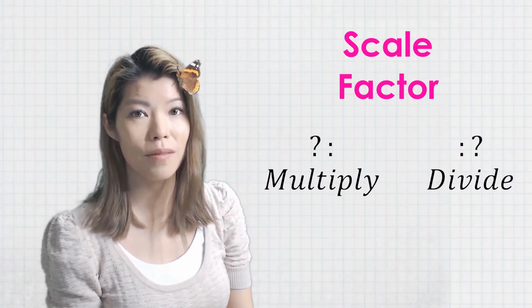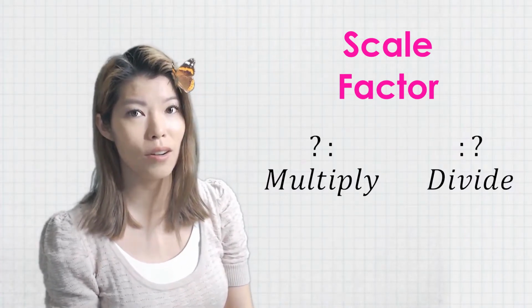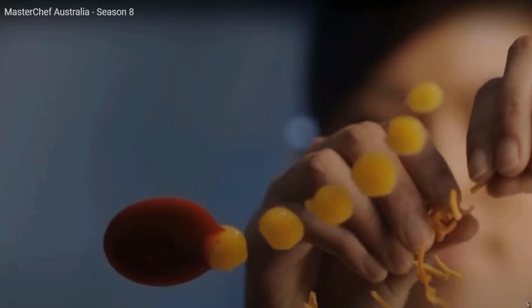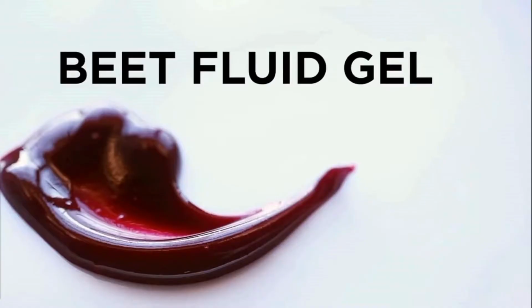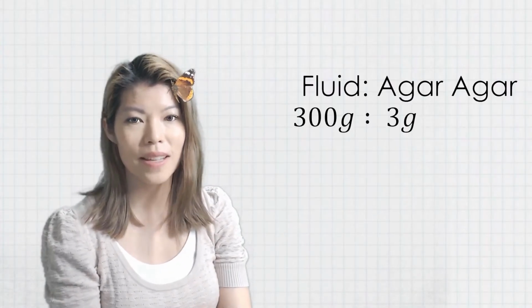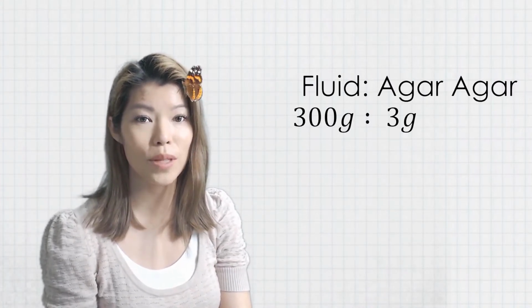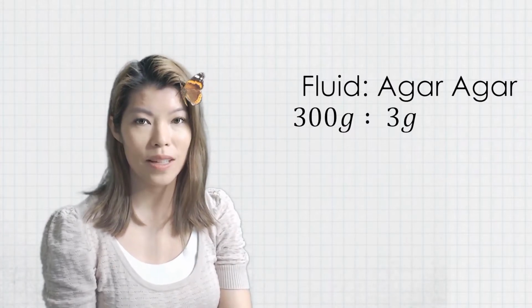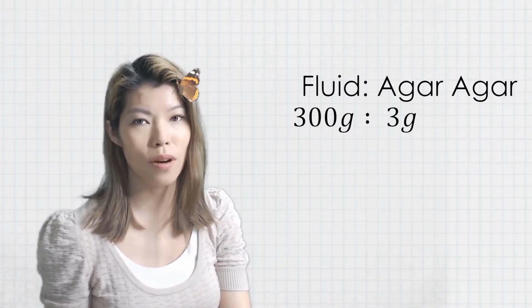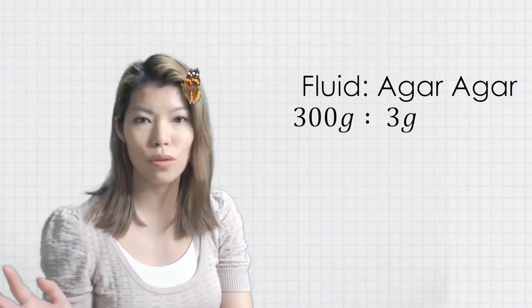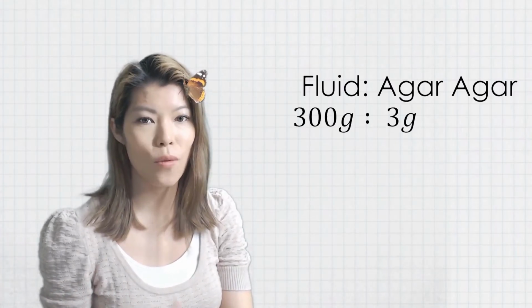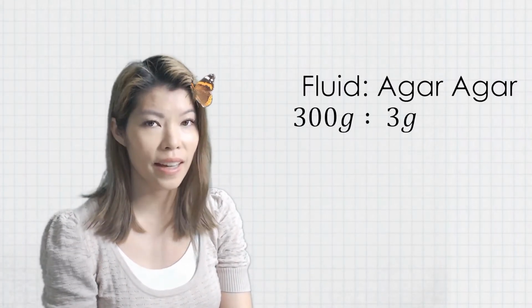Let me give you another simple recipe that you might see a lot on MasterChef. Fluid gels. So fluid gels are these shiny things that you see plated. So the basic recipe for that fluid gel is 300 grams of fluid to 3 grams of agar-agar. In other words, you could use any juice from orange juice to beetroot juice, carrot juice, and then weigh it and then weigh out the agar-agar.